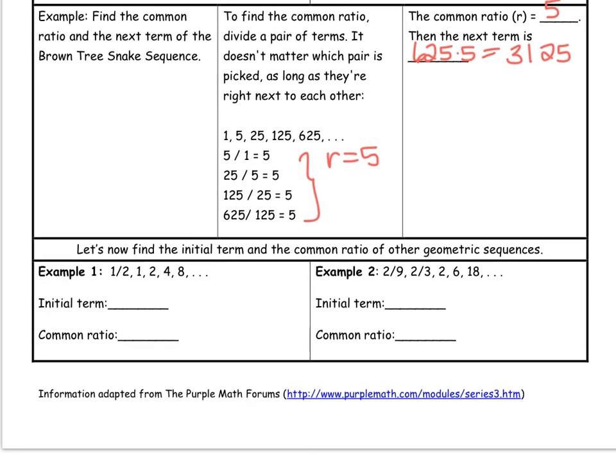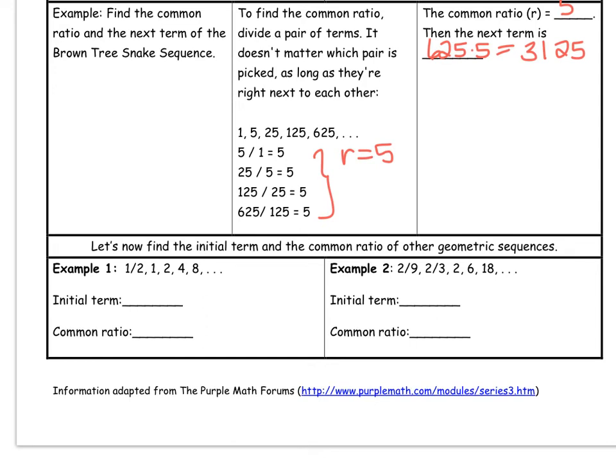So let's find the common ratio of these two examples down here. First we'll find our initial term, and that's the term we're starting with, and in the case of this sequence it's 1/2. So how do we get from one term to the next? Well, I'm going to start with these numbers because they're whole numbers and I don't want to deal with fractions. 8 divided by 4 gives me 2. 4 divided by its previous term, 4 divided by 2, gives me 2. 2 divided by 1 gives me 2. And 1 divided by 1/2 is also 2. So our common ratio is 2.